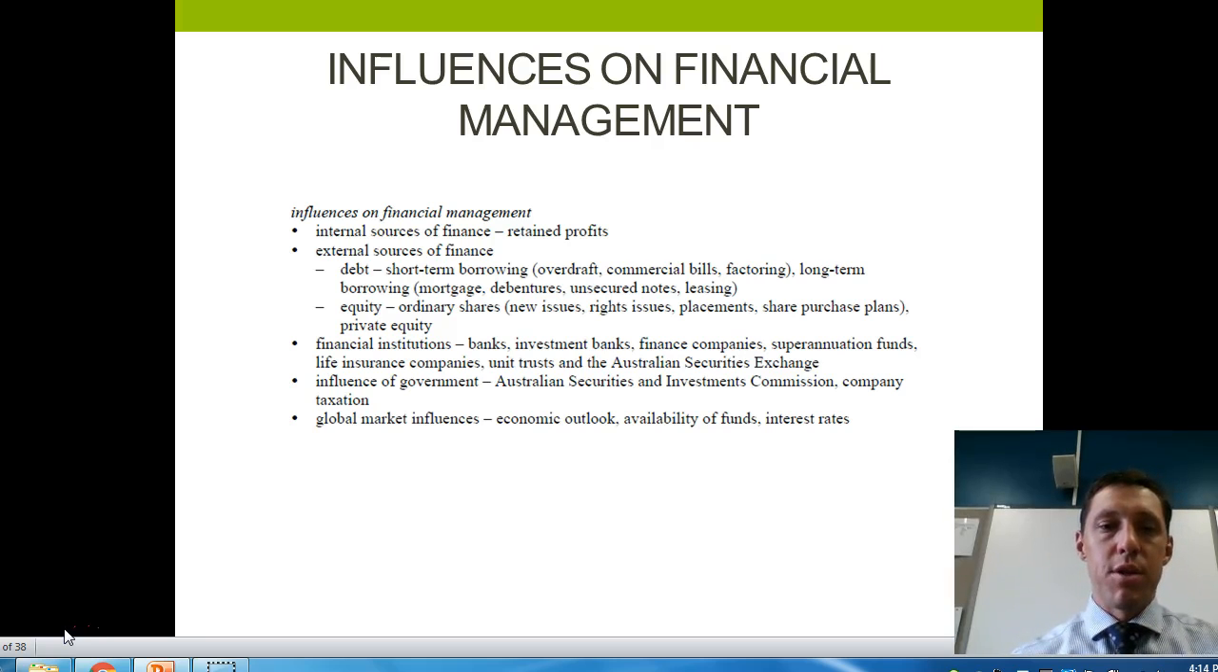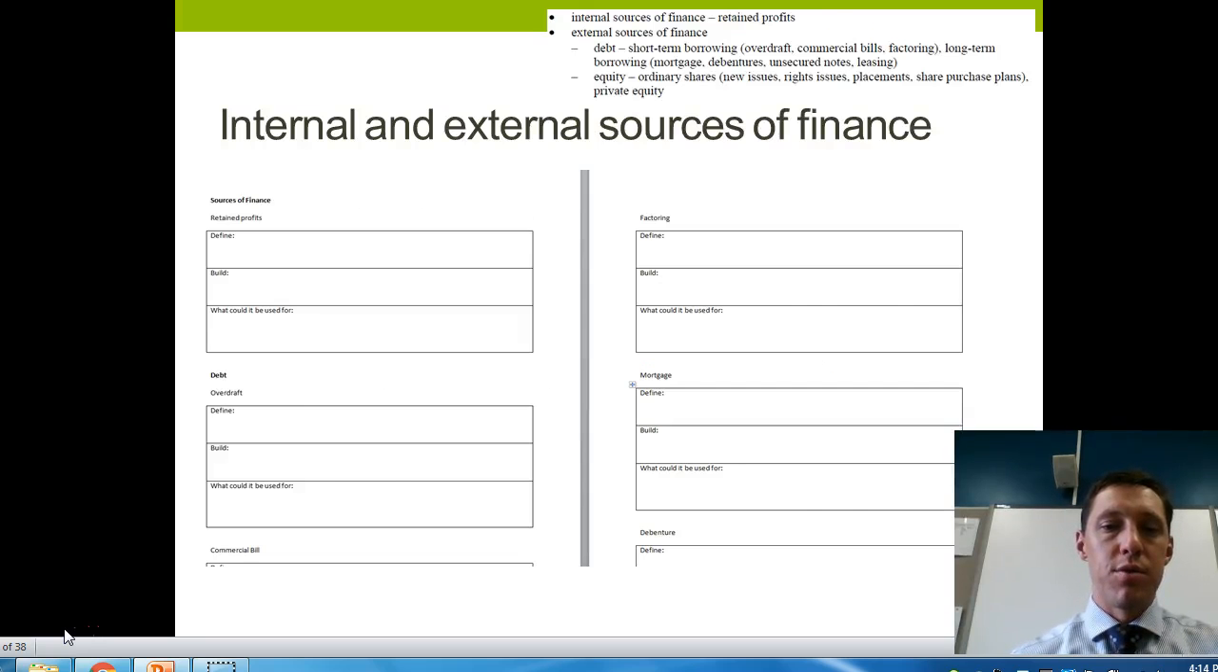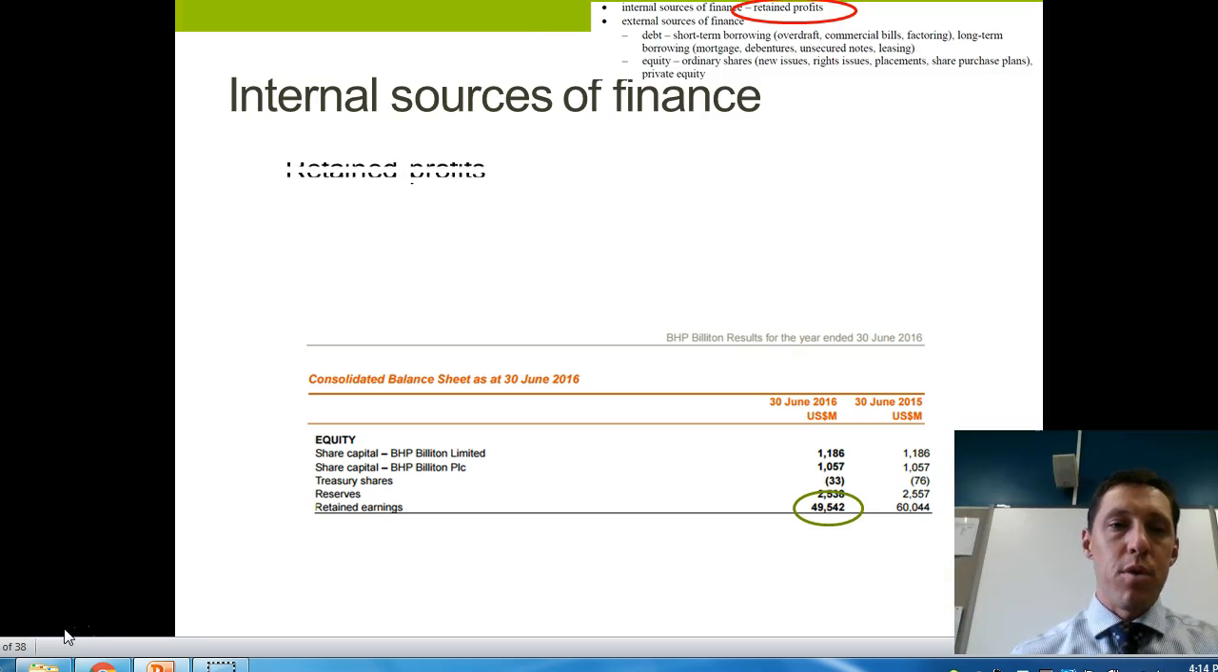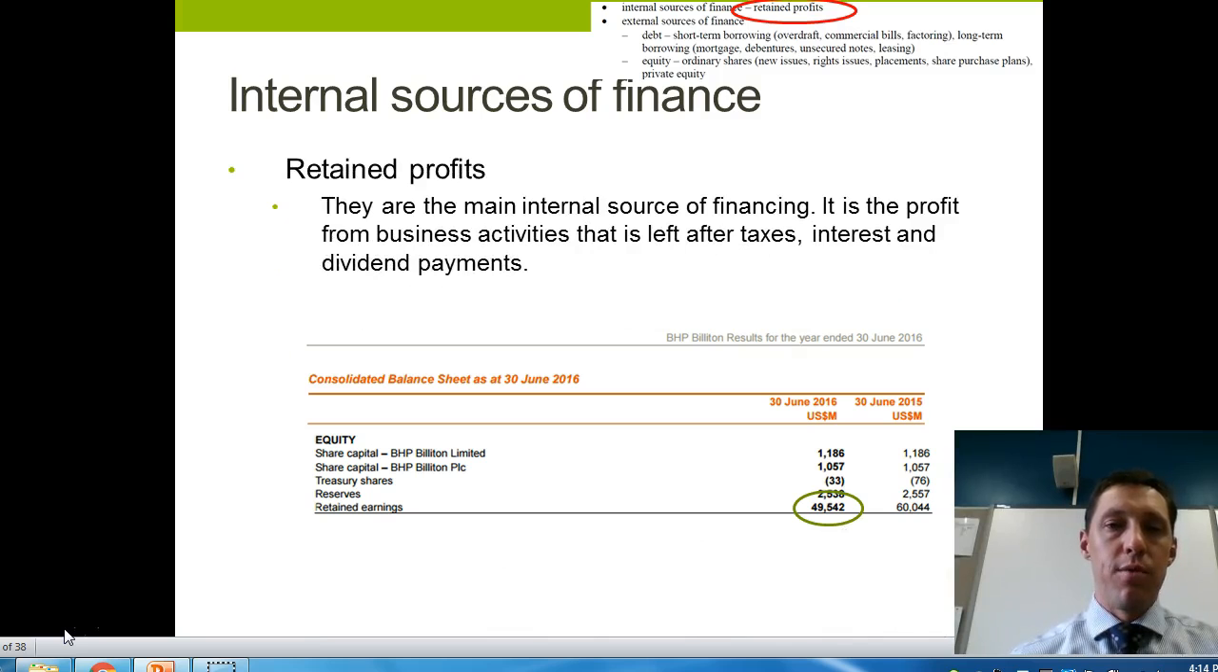So in today's video, we're just going to focus on the first part of this chunk, which is internal sources of finance. There's only one really major internal source of finance that an organisation has access to and is an influence on financial management, and that is retained profits.